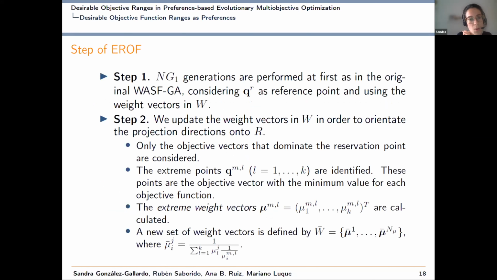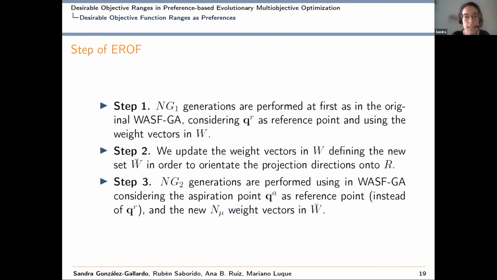The last step of EROF is to approximate, in the ng sub 2 generations, as in the original WASGA, using the aspiration point as reference point and the new weight vector calculated in step 2. So doing that, we obtain an approximation of the region of interest given by the desirable values of the decision maker.